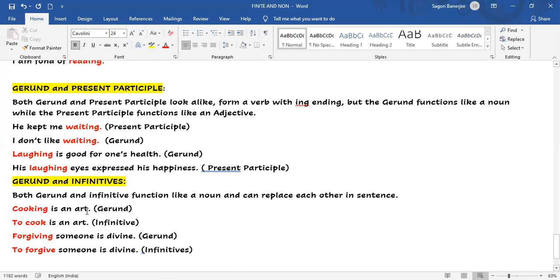So what is the point of this? The point is we can replace each other in a sentence. This is one more point. When we do the exercise, you will understand it better.